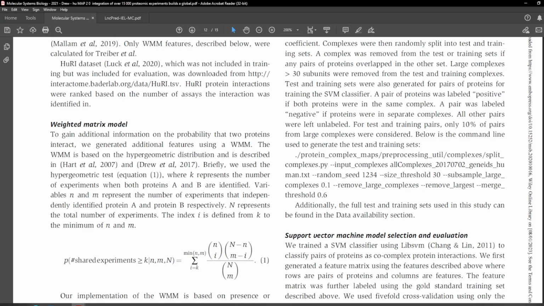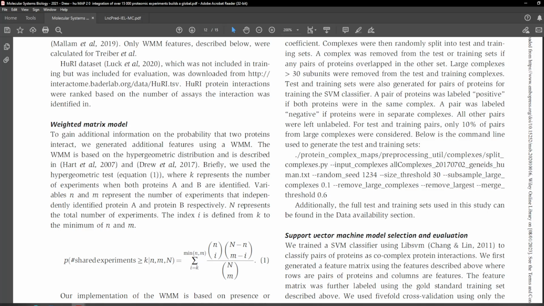We trained an SVM classifier using LIBSVM, Chang and Lin, 2011, to classify pairs of proteins as co-complex protein interactions. We first generated a feature matrix using the features described above, where rows are pairs of proteins and columns are features. The feature matrix was further labeled using the gold standard training set described above. We used five-fold cross-validation using only the training set when training to select SVM parameters C and gamma.